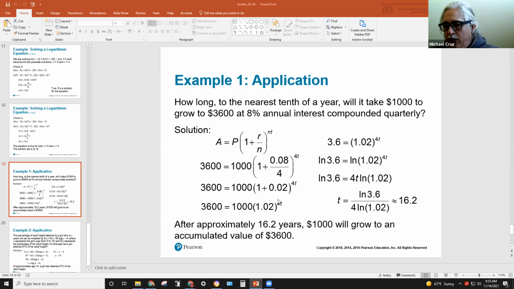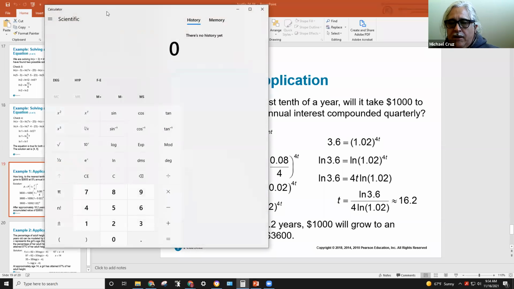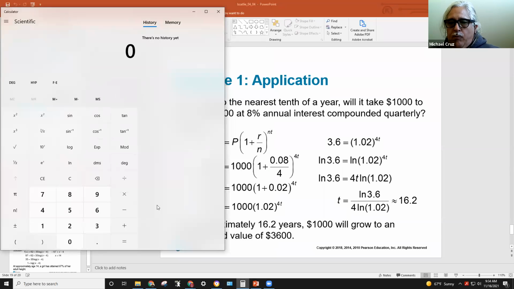0.08 divided by 4 is 0.02. 1 plus 0.02 is, of course, 1.02. And then when we got this, if we divide both sides by 1,000, on the right-hand side, it's just going to leave us with 1.02 to the 4t, and on the left, 3.6.